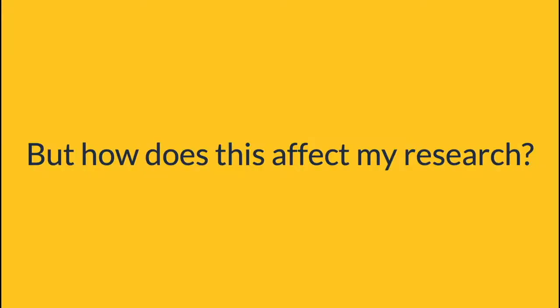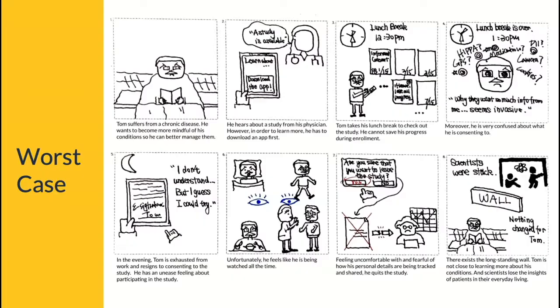So you're probably asking, how does this really affect my research? I'm going to walk you through this worst case scenario with a diagram, or a storyboard as they're called. We look at this storyboard of a participant who's interested in participating in a chronic disease study. He hears about this study, he suffers from this disease, he wants to participate, he wants to give back. So he checks out the website and the app.